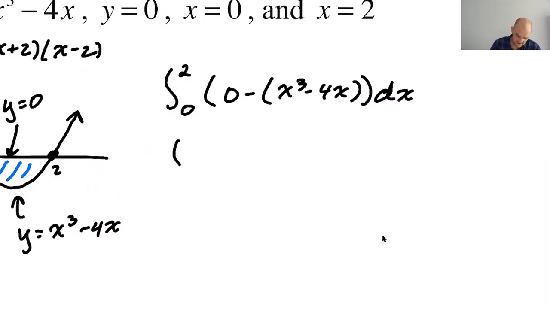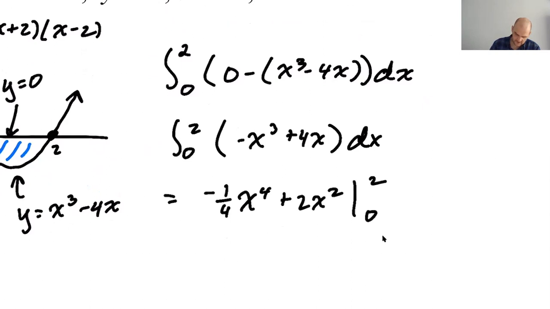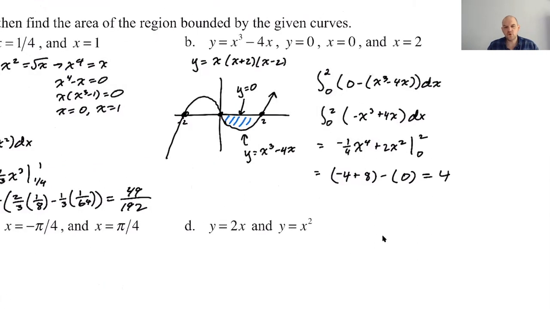Let's do this. So 0 to 2 of negative x cubed plus 4x dx, negative 1/4 x to the 4th plus 2x squared. Fundamental theorem, man. I'll be using it all the time. All right, negative 1/4, 2 to the 4th is 16. Negative 4 plus 8. That's when you plug in 2. And then minus, when you plug in 0, you get 0. I believe we're going to get 4. Let's check it out.